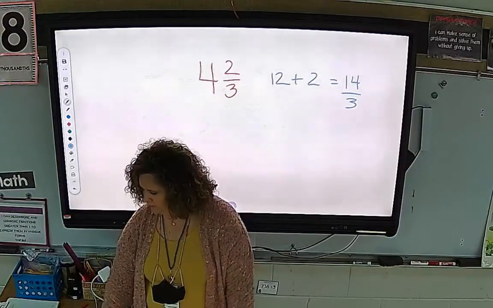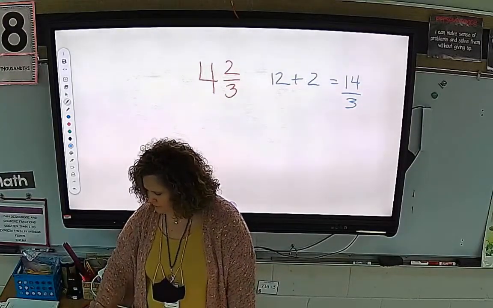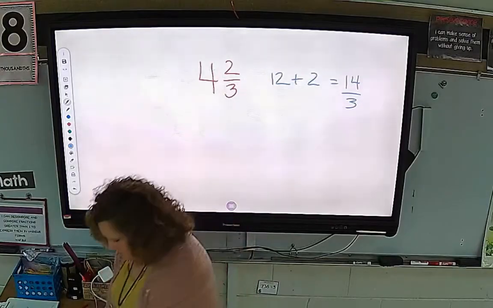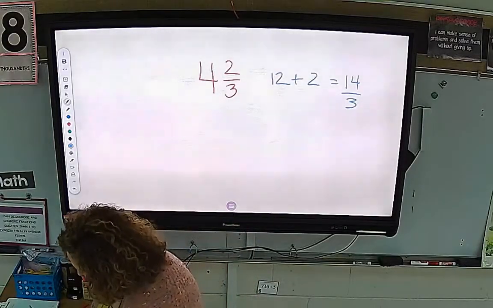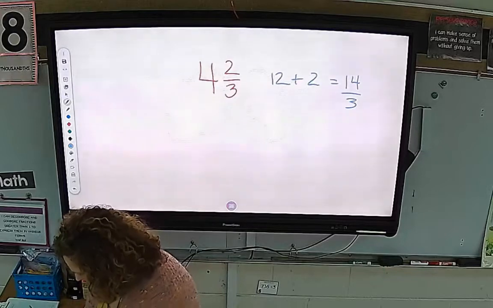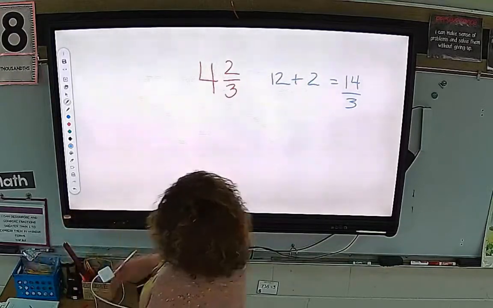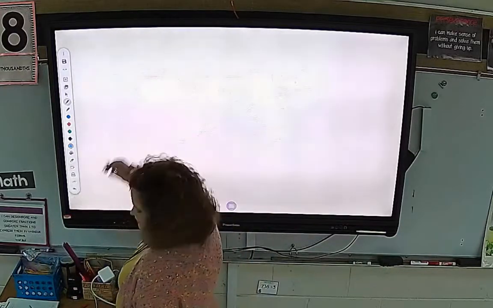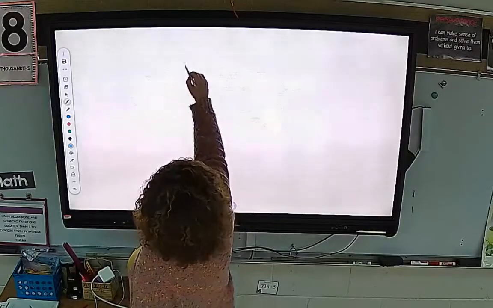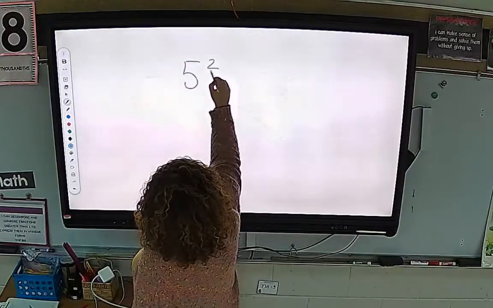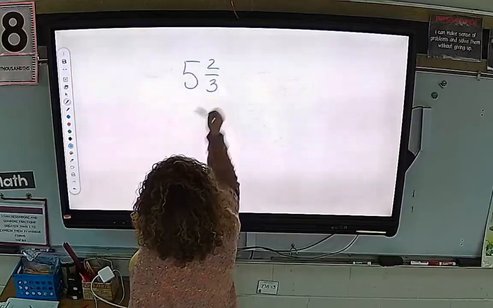We're going to do a few of these. I'm already at the end of those practice problems, so let me pull some practice problems from here. Again, I could just make them up, but let's just pull them from here. All right, so let's change 5 2/3 into an improper fraction.